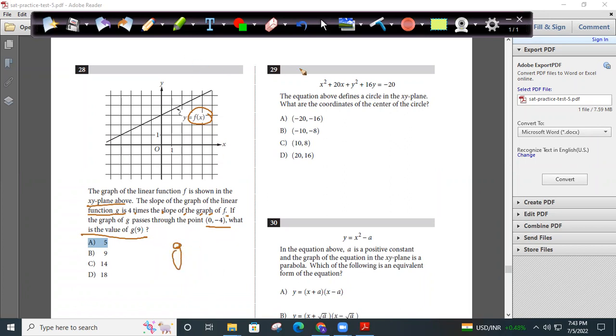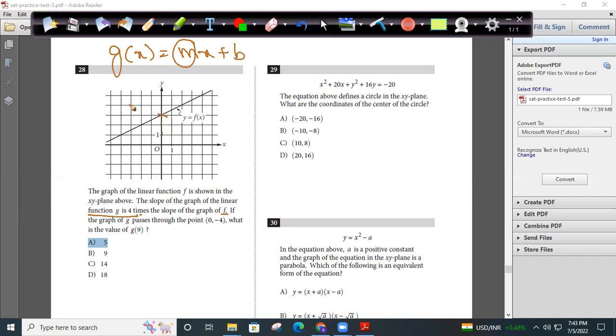So for that, first I need to find g of x. To find g of x, first I need to find the mx plus b. I need to find the slope. So clearly the slope of the line g is 4 times the slope of f. So what is the slope of f?